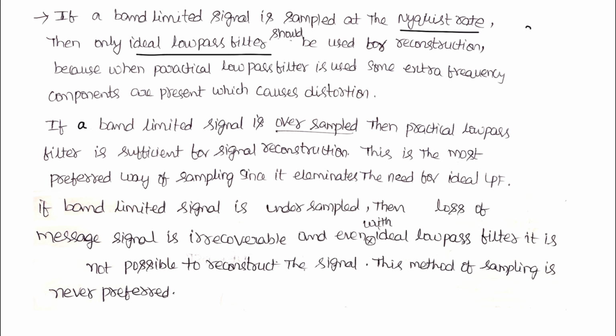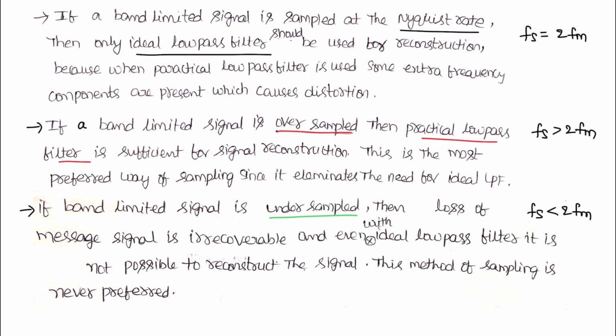That is sampling rate Fs equal to 2 Fm, critical sampling. If a band limited signal is oversampled, then a practical low pass filter can be used. That is sampling frequency greater than 2 Fm. Similarly, if a band limited signal is undersampled, that is sampling frequency less than 2 Fm, less than the Nyquist rate or critical sampling, then the loss of message signal is irrecoverable. Even with an ideal low pass filter it is not possible to reconstruct the signal, and this method of sampling is not preferred.